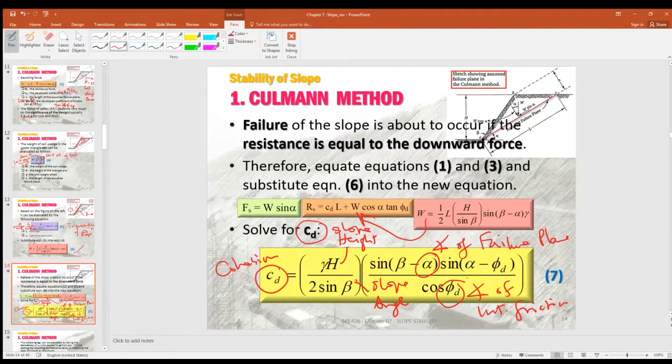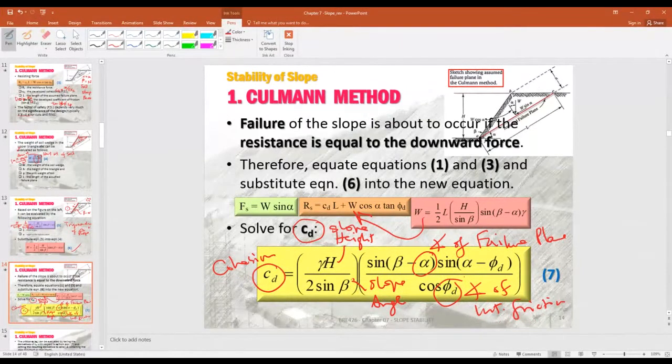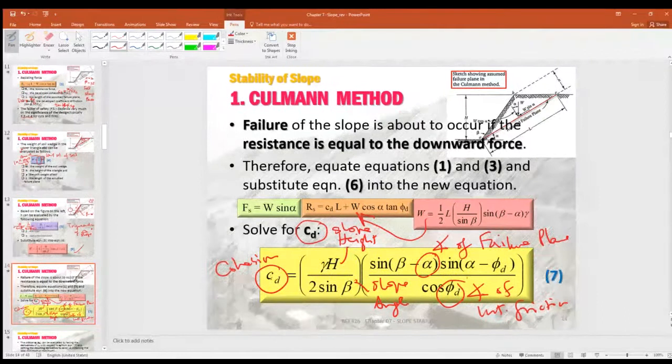Now, what can you tell from this formula? It tells you that given a design cohesion, remember what this cohesion is? The soil cohesion divided by the factor of safety. And also the design angle of friction will be equal to the internal friction of soil divided by the factor of safety for design purposes. Once you have the design cohesion and the design angle of internal friction, and if you know the beta, the angle of slope, then you know how high the slope can stand up, the height of the slope, big H.